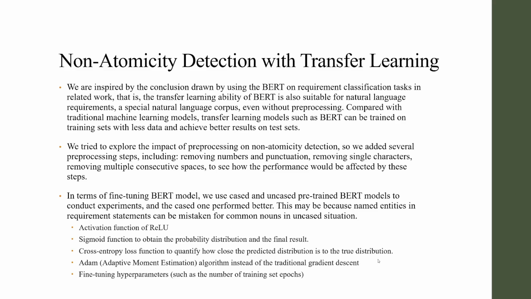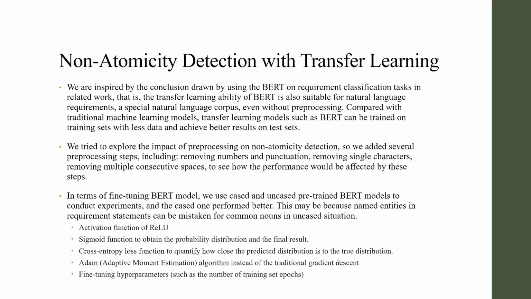It can also be seen that the occurrence rate of non-atomicity is low, and the model with BERT also meets the needs of training. We try to explore the impact of pre-processing on non-atomicity detection, so we added several pre-processing steps, including removing numbers and punctuation, removing single characters, and removing multiple consecutive spaces, to see how the performance would be affected by these steps.